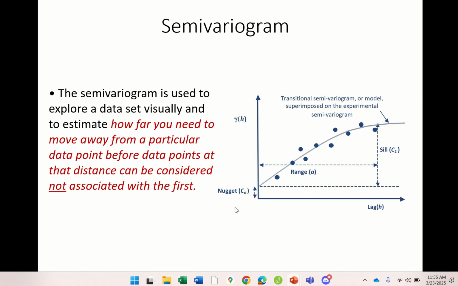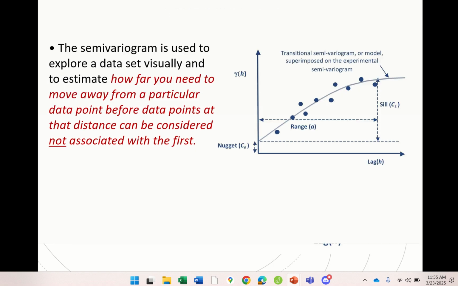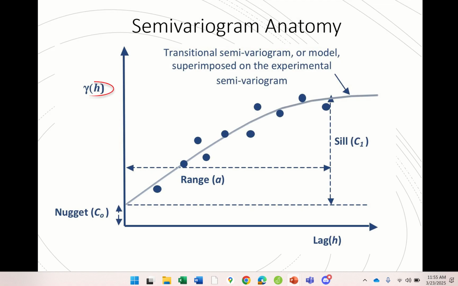So basically the semi-variogram tells us what distance we need between two points before the values at those two points have nothing to do with one another. Basically, there's no more spatial autocorrelation. So again, there's our variance right there, and there's our horizontal distance between those two points. And then we have three other aspects of the semi-variogram: the sill, the range, and the nugget.